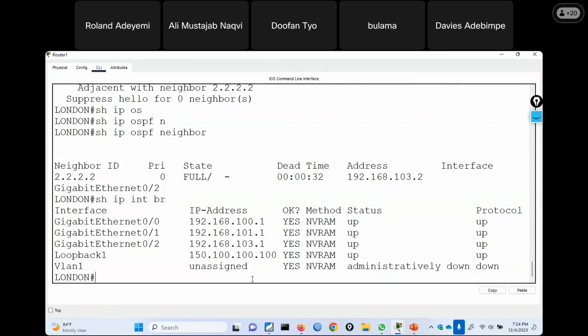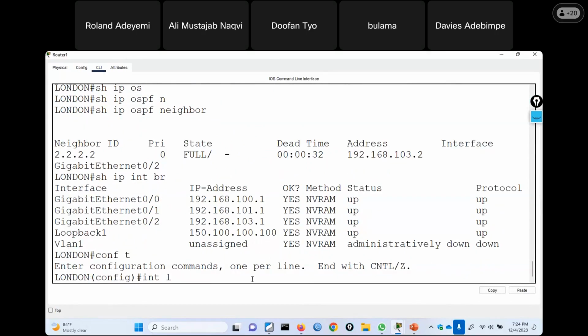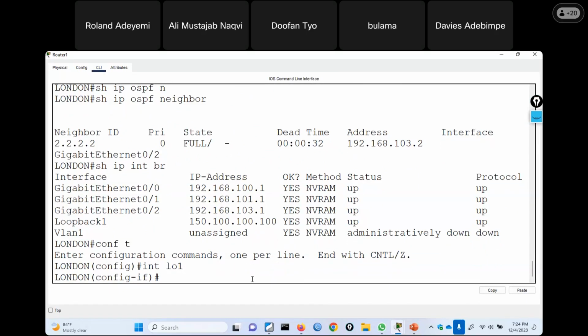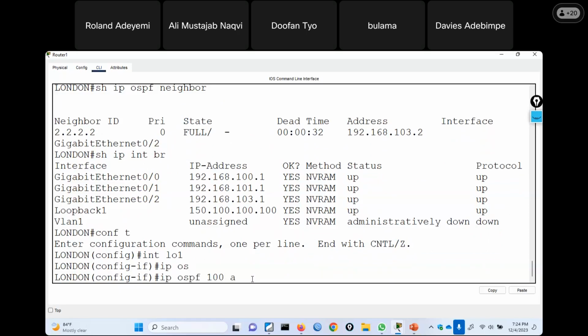But instead of going to router OSPF and then saying network, I can just go to that interface straight now. Interface loopback 1. And then say IP OSPF 100 area 0. Whenever you put an interface in area 0, the IP address on that interface is advertised automatically. I repeat, whenever you put an interface in OSPF and you define the area as area 0, any IP address on that interface is automatically advertised.